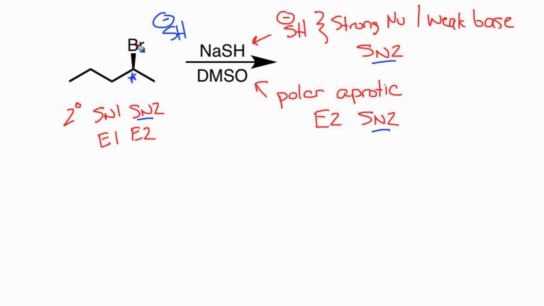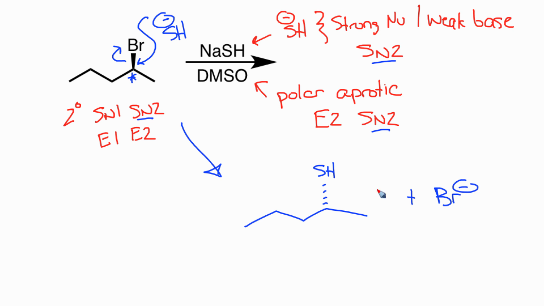as our nucleophile. That comes in from the backside of our bromide leaving group. So that attacks, comes in from the back. We lose our leaving group. And this SH group will now be pointed to the back since the bromine was pointed out. And then our byproduct would just be the bromide ion. So this SN2 product would be the major product of this reaction.